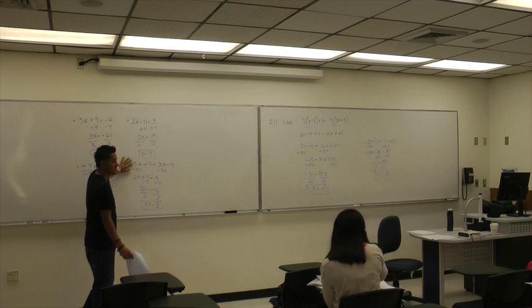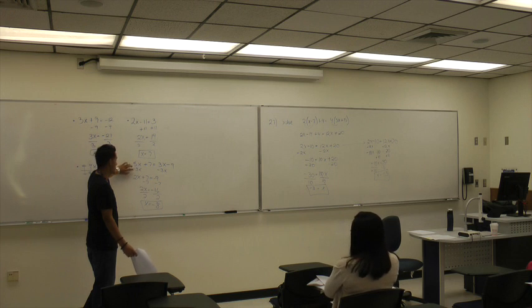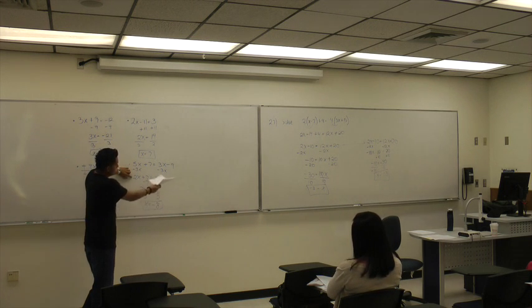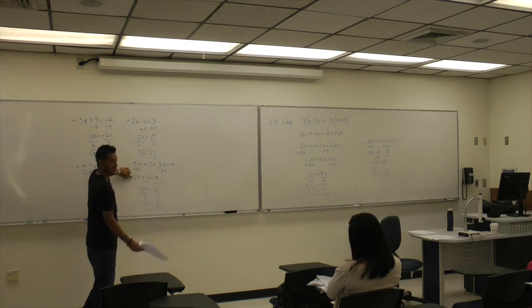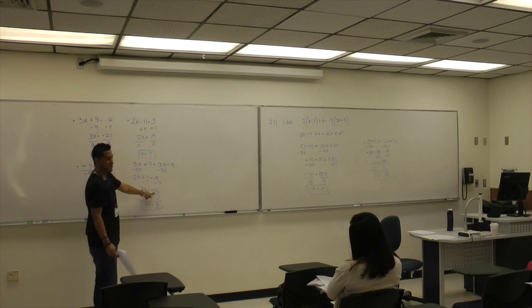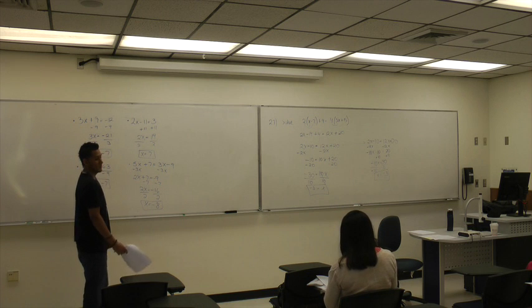Because what's 5x minus 3x? 2x. 2x, there you go. What's negative 9 minus 7? Negative 16, there you go. You just have to follow it, you might not be bringing down your negatives.